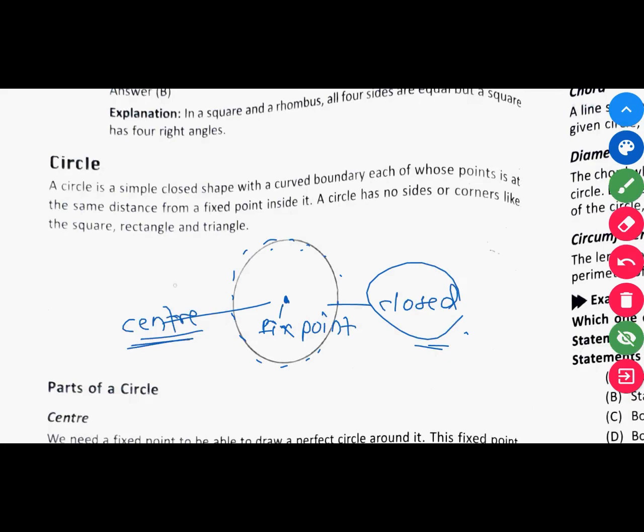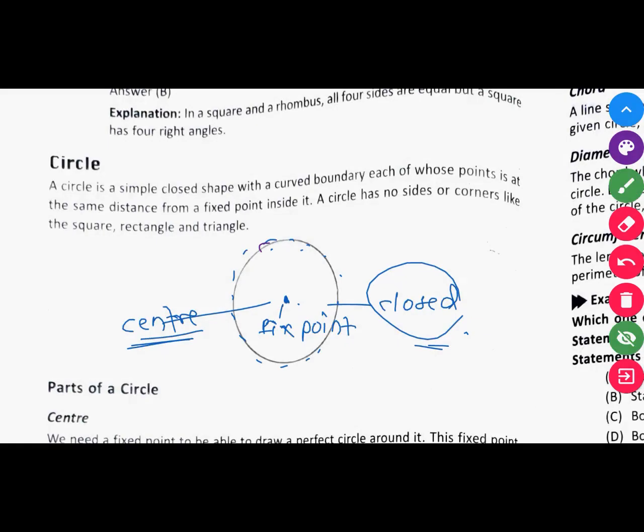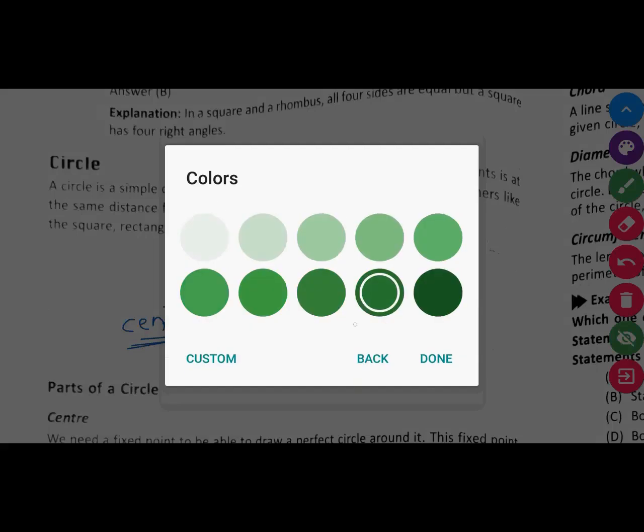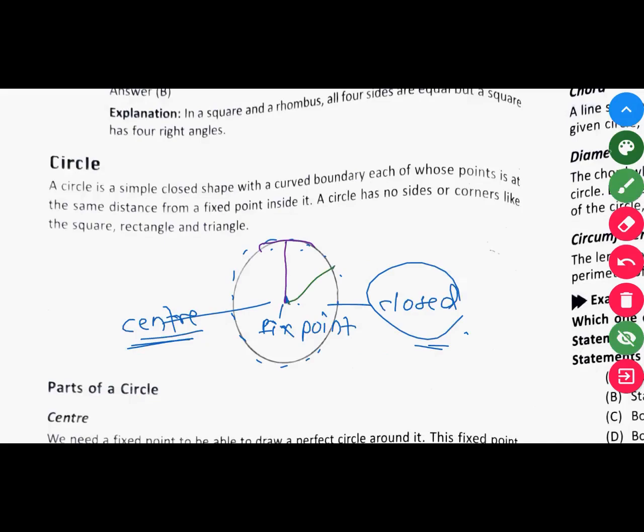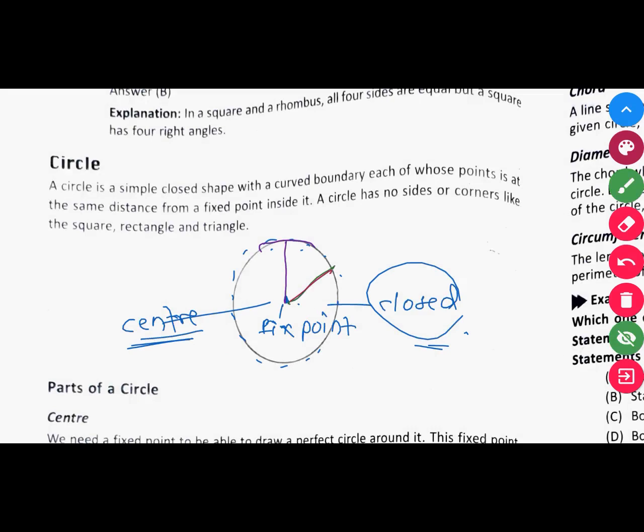Why is it the center of the circle? Because from the center of the circle, to anywhere on its circumference, that is on its round, if you draw a line, see purple line, green line, okay, it got a bit crooked, but it's okay. Green line, red line, all lines are of equal length. So center is such a point from which every point on the circumference of the circle is at equal distance.